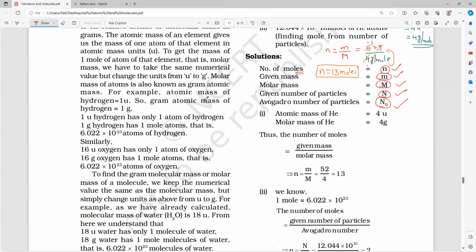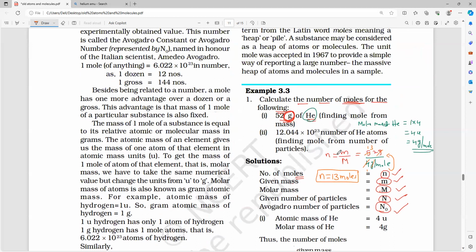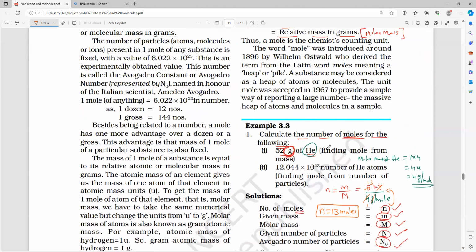So verify the answer. But here see, they will never solve the molar mass separately. Unless you solve it, please don't go for it. What is our primary duty? If you see a given mass in the question, your mind immediately says one thing. You must calculate the molar mass. Molar mass. That is very important.